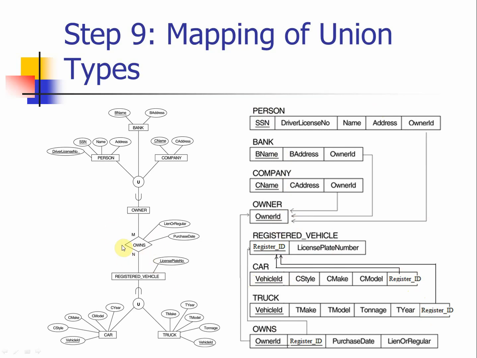Finally, since I have an M to N relationship, remember this is step number 5. What we need to do is create an owns relation, link the primary key of the owner and the primary key of the registered vehicle, which are owner ID and register ID. Link foreign keys back to those, and the primary key of owns is a combination of the two. Since there are two attributes of the relationship, we include those over here. So this is the full conversion of what we see in this example. That includes 2 union operations plus 1 M to N relationship.